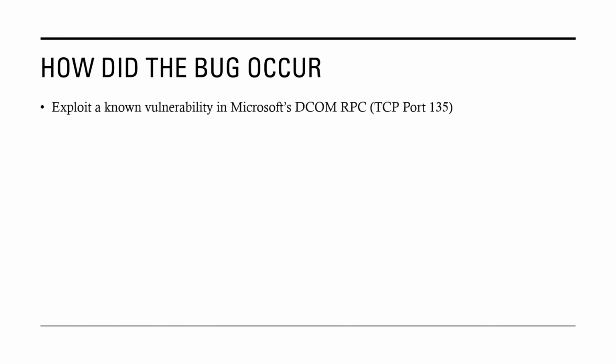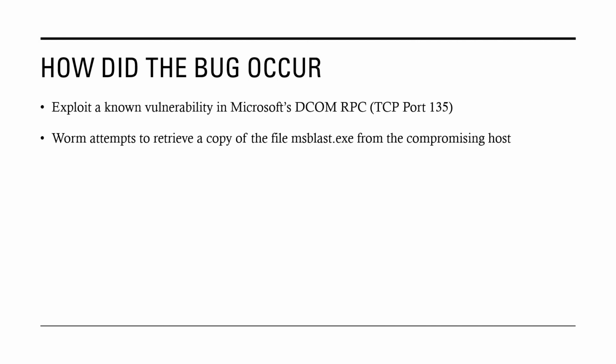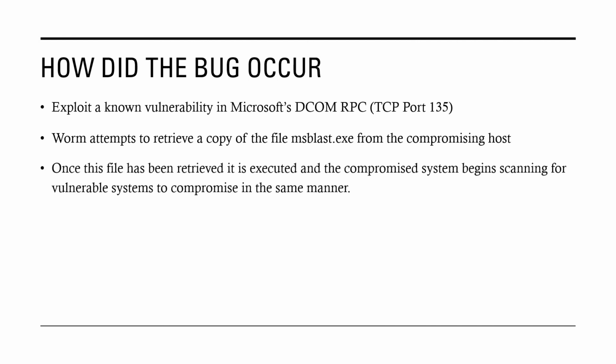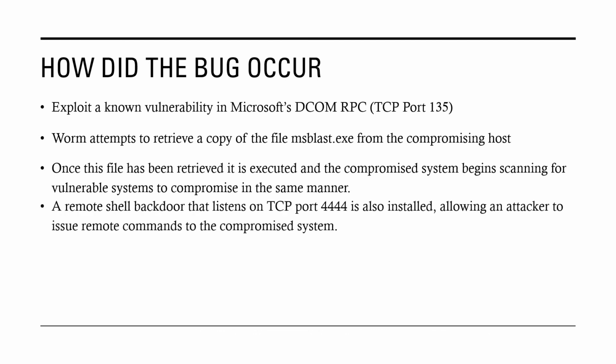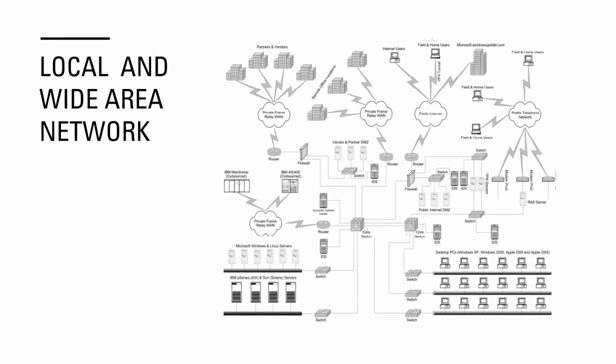The worm attempts to retrieve a file, namely msblast.exe, from the victim. The file is then executed and starts to scan the system for potential targets. A backdoor is generated to allow hackers to gain access to issue remote commands. Given the extensive coverage of Microsoft on end users, this has very detrimental effects.